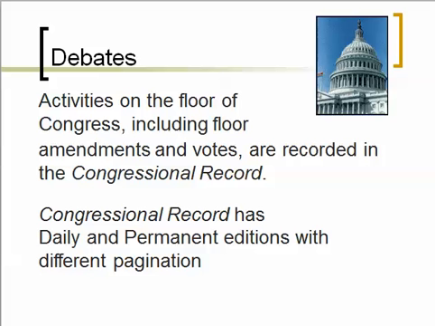Activities on the floor of Congress are recorded in the Congressional Record. It's the complete record of what happens on the floor of Congress every day, including floor amendments and votes. Of course, as edited by the members to make themselves look better, but that's beside the point. It only includes those things that happen on the floor, so it does not include committee meetings or hearings. When a report is submitted to Congress, that fact is noted in the record.